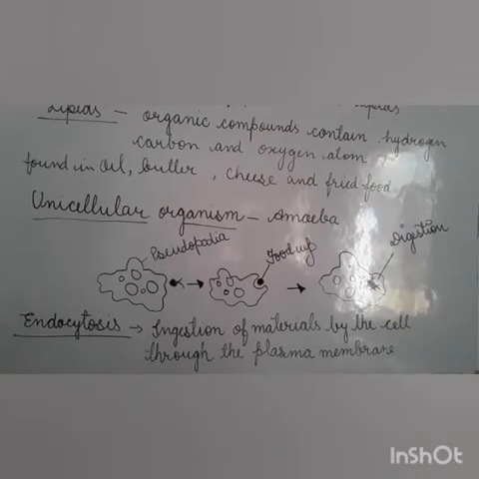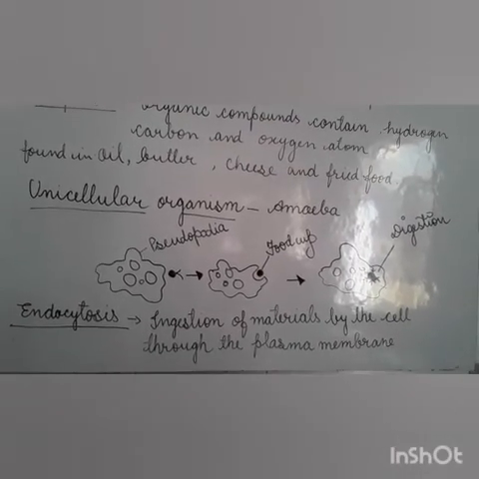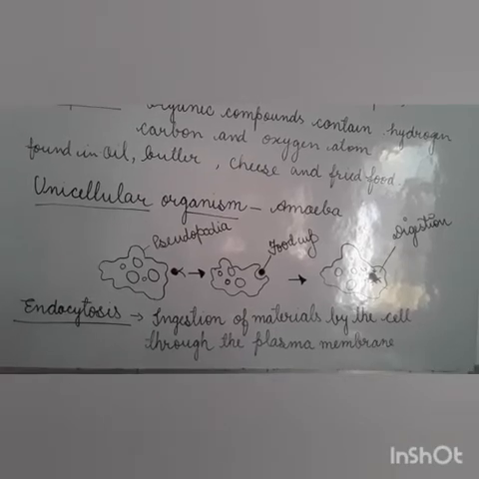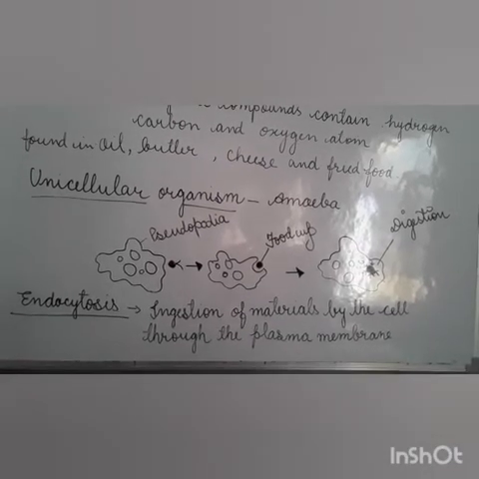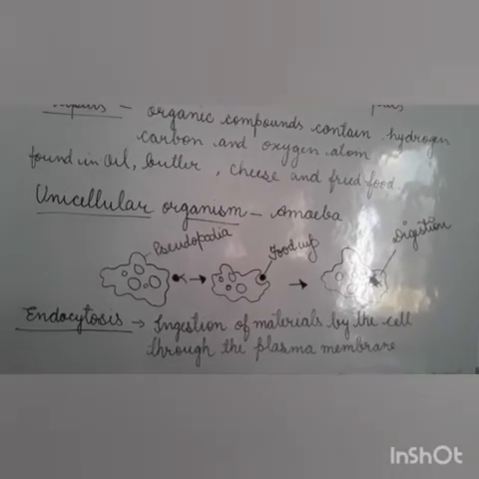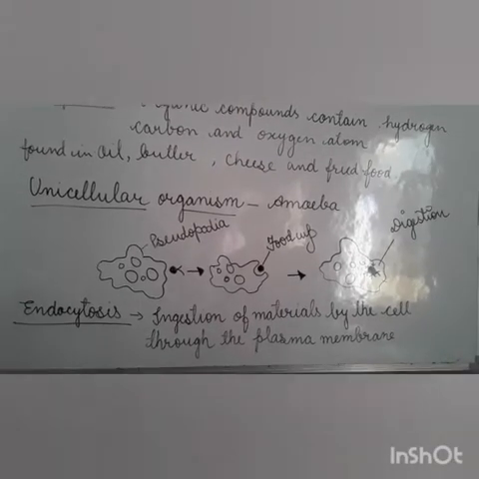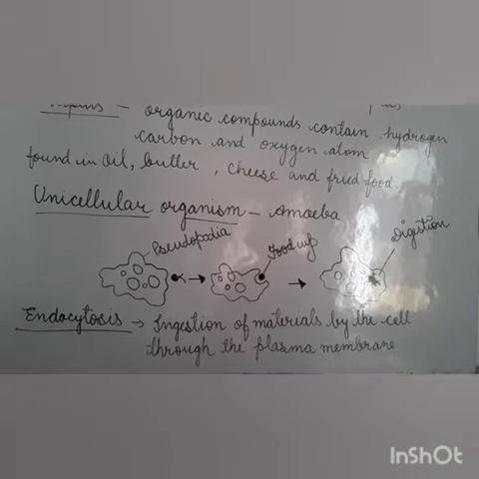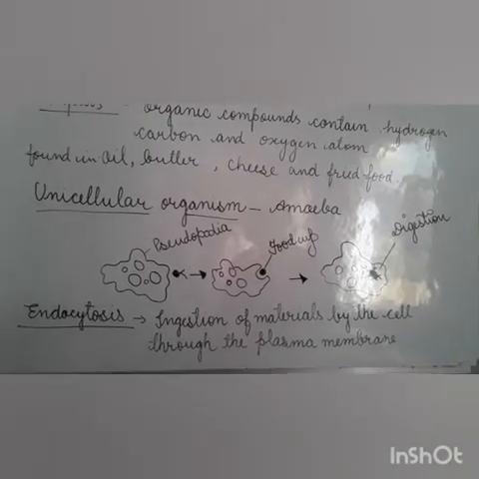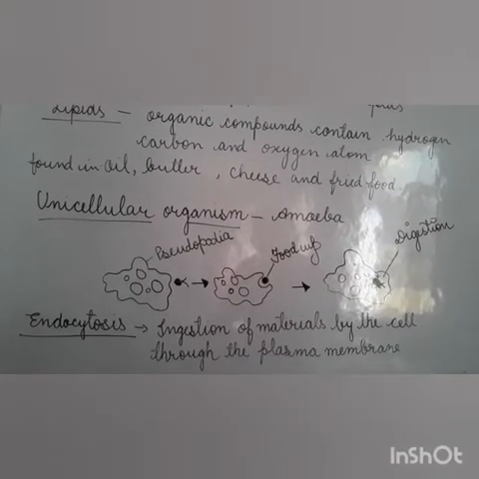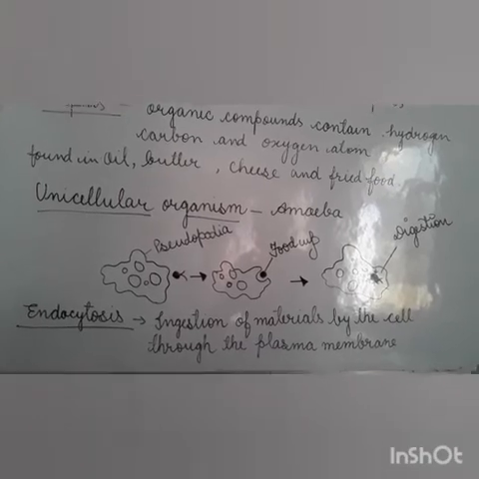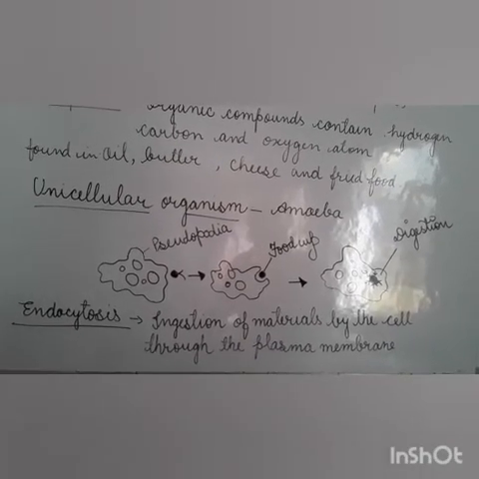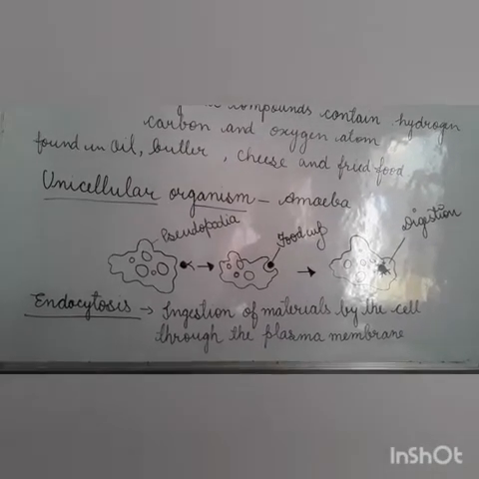So what is endocytosis? Ingestion of materials by the cell through the plasma membrane is called endocytosis, and it happens due to the flexibility of the plasma membrane. So please listen: ingestion of materials by the cell through the plasma membrane is called endocytosis.